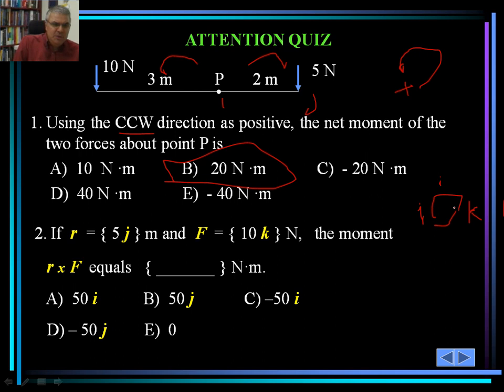In this case, J would be multiplied by K. So the answer cannot be J, cannot be zero, and all we need to determine really is the sign of that. J times K, again, counterclockwise is positive, would turn out to be a positive number, so this is also out, and the correct answer would be 50i.